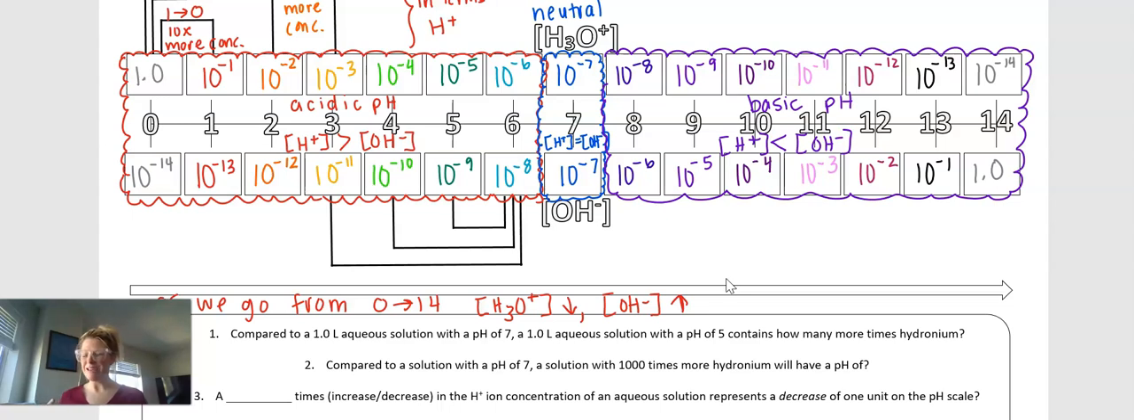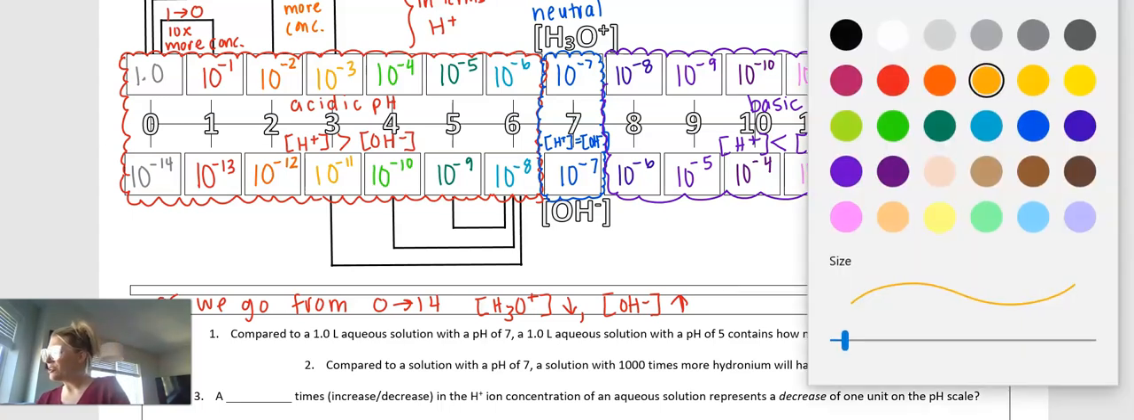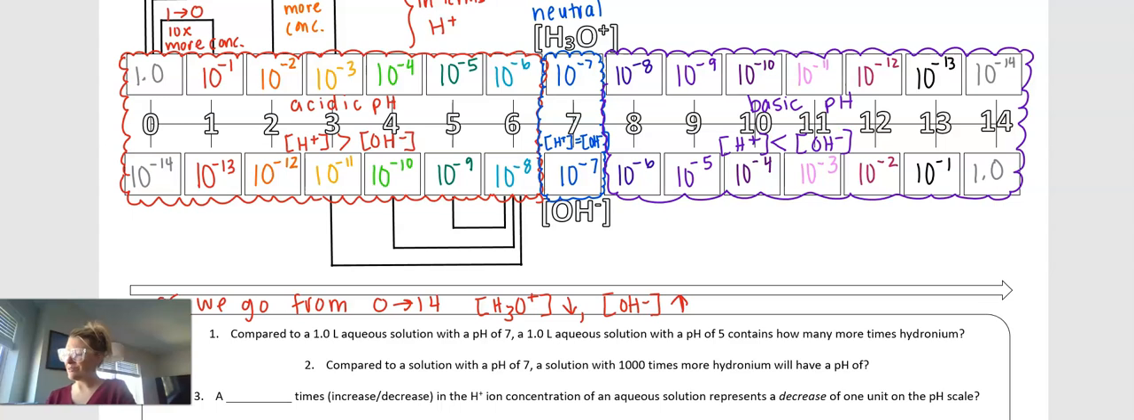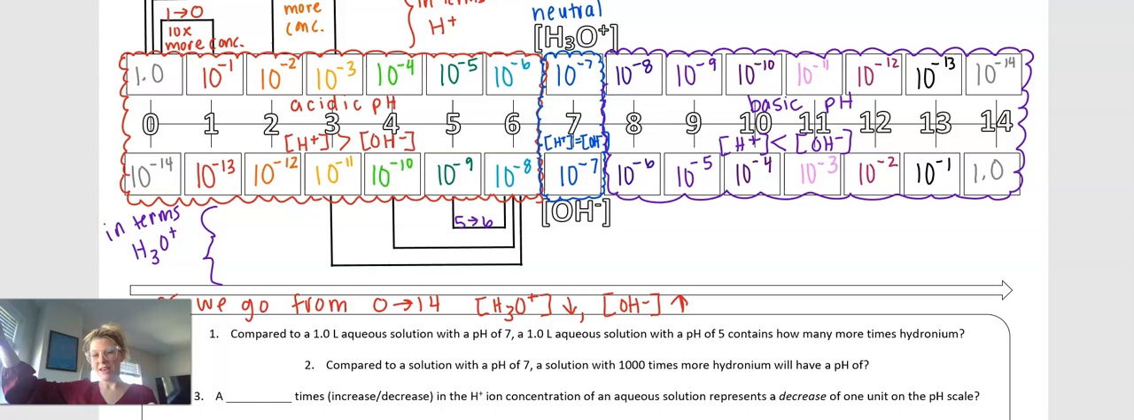Instead of going from high numbers to low numbers, let's go from lower numbers to higher numbers. So let's first talk about going from a pH of 5 to a pH of 6, okay? What's my difference? And again, be careful because we're always going to be talking about in terms of H3O plus. And this is where it comes in handy. If I'm going up in pH value, then what's happening to my concentration of H plus? My H plus is decreasing.